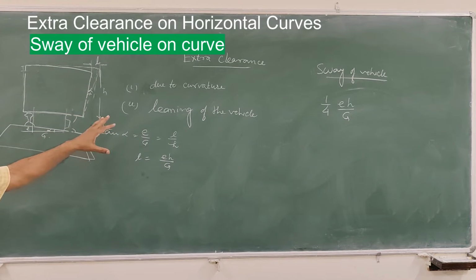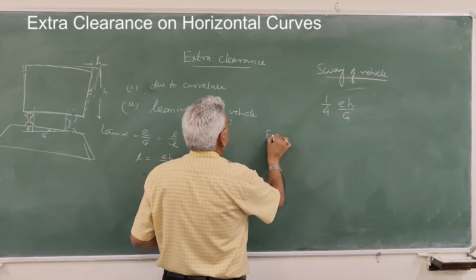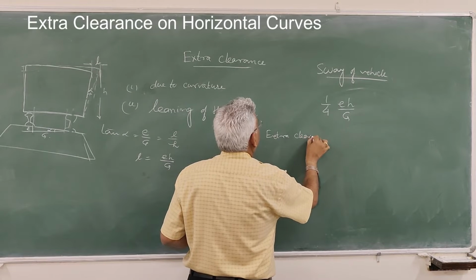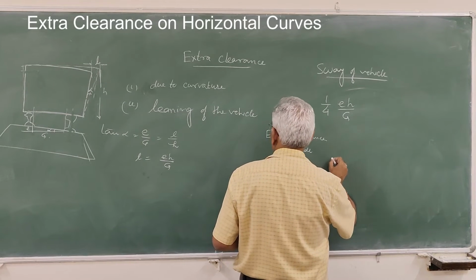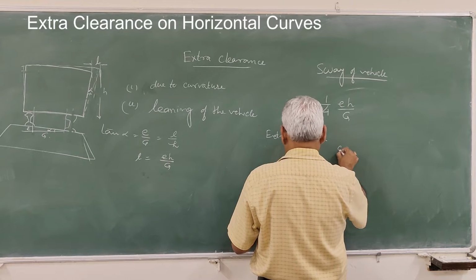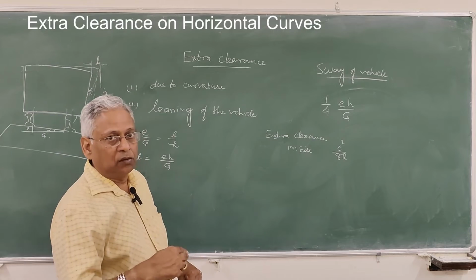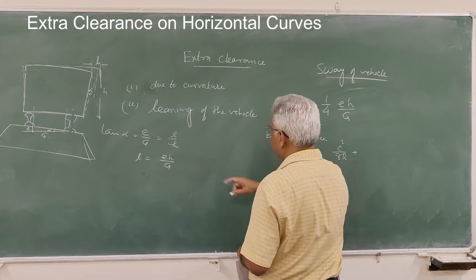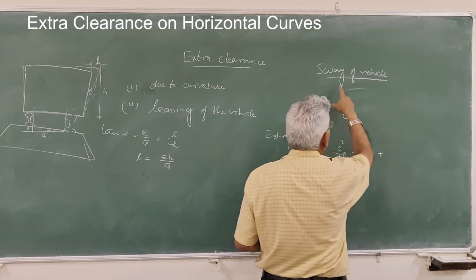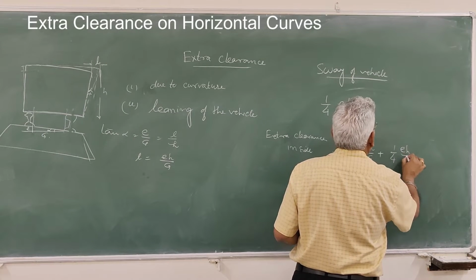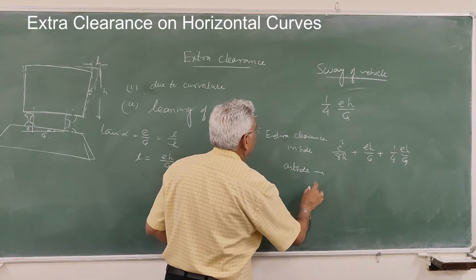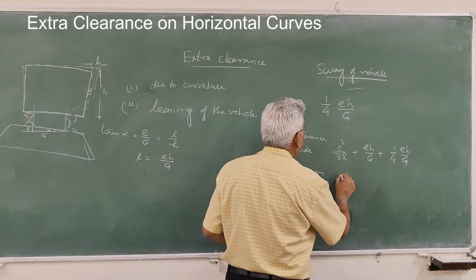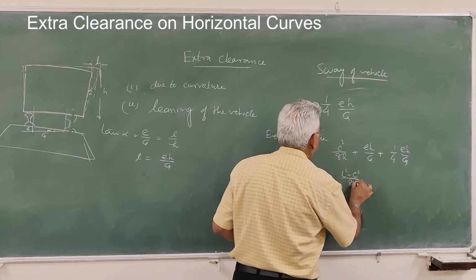Therefore, if you combine all these, the extra clearance required inside the curve is, because of curvature, C square upon 8R, that is your overthrow, plus because of leaning of the vehicle, EH upon G, plus because of sway of the vehicle, 1/4 EH upon G. Outside the curve there is only one component, and that is end throw, L square minus C square upon 8R.